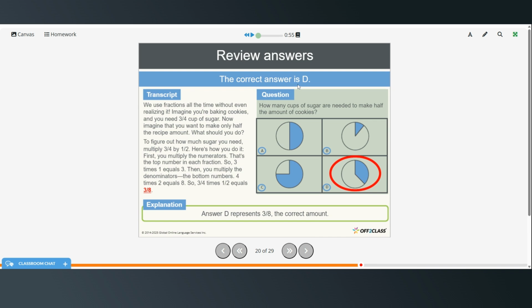Okay, here the correct answer is D, which represents 3/8 of the amount. And then this shows how these are the steps that you would need to come to that 3/8 answer.